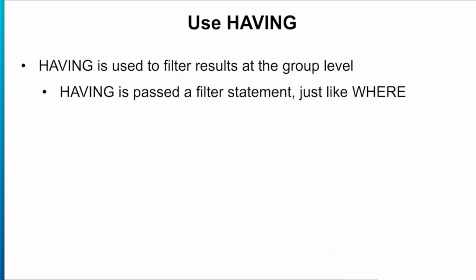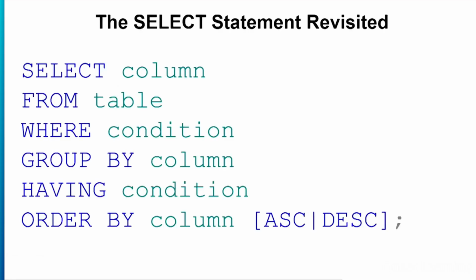This is where having comes in, and having is just like where. But unlike the where clause, which functions at the row level, having functions at the group by level, which means once again we should revisit the select statement. So now select column from table, where and your condition, group by, and the columns you're grouping by if you're summarizing. If you want a condition on the group by, having, and the having conditions are exactly the same as the where conditions, and then followed by order by.